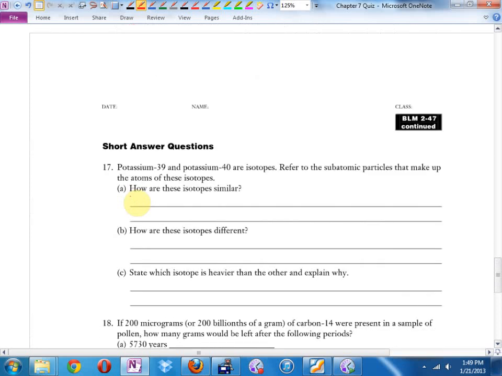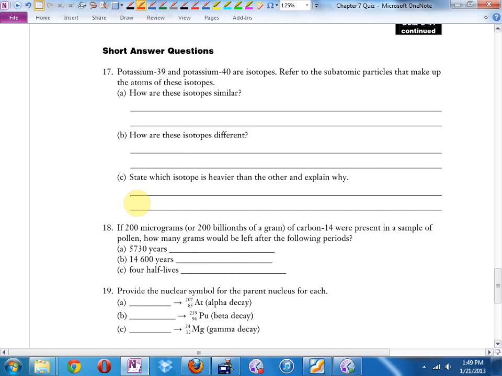Turn the page. Short answer questions. Potassium-39, potassium-40 are isotopes. How are they similar? What do they have the same of? Two things.